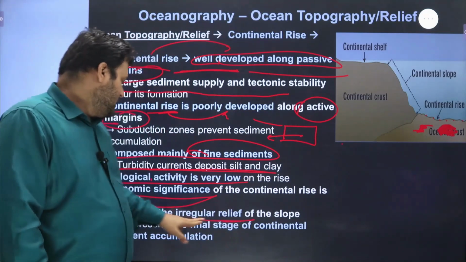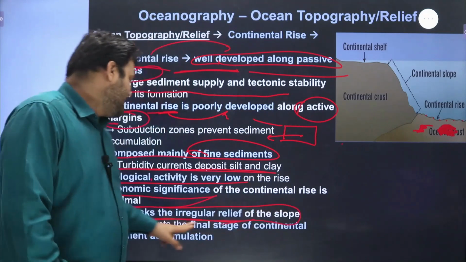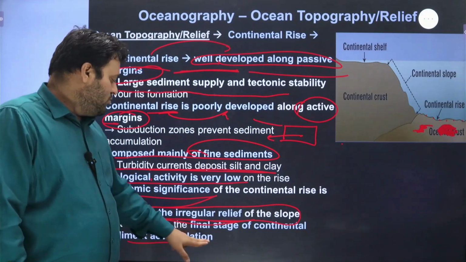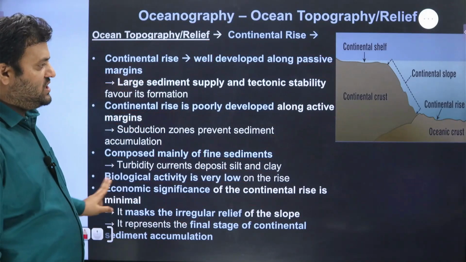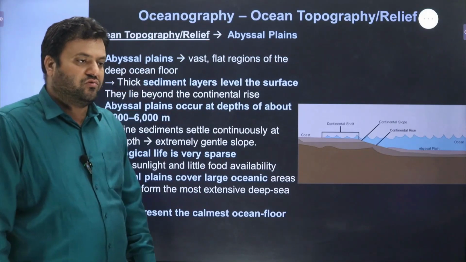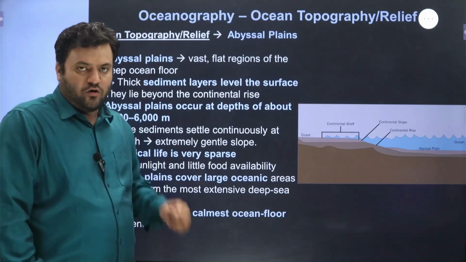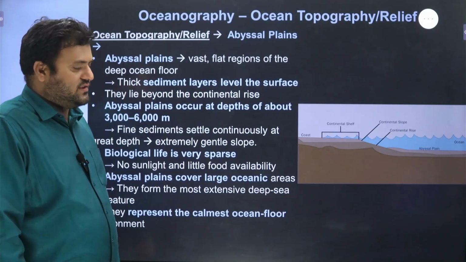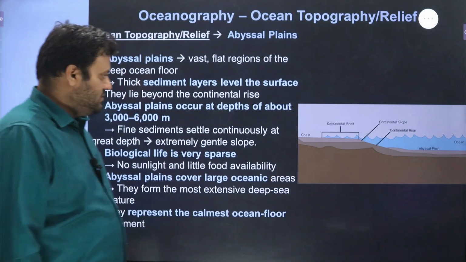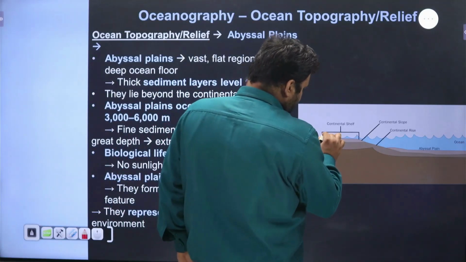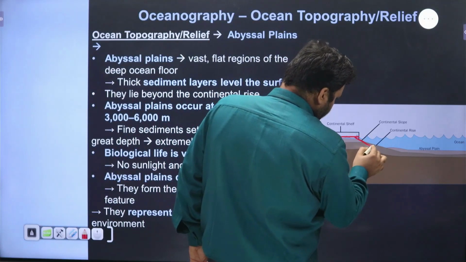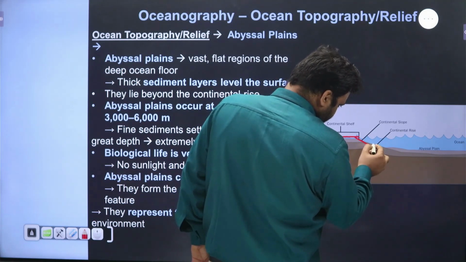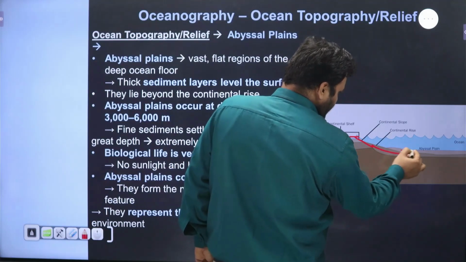Now this is the area which actually masks the irregular relief found at the bottom of the ocean. Here you will see that we have sediment accumulation, and this is the final stage of the continental areas. This is the portion which connects with the abyssal plain. Again, you can see, guys, this is the shelf, this is the slope, and wherever you have a gradual aspect, here you will see the continental rise, and then we have the abyssal plain.